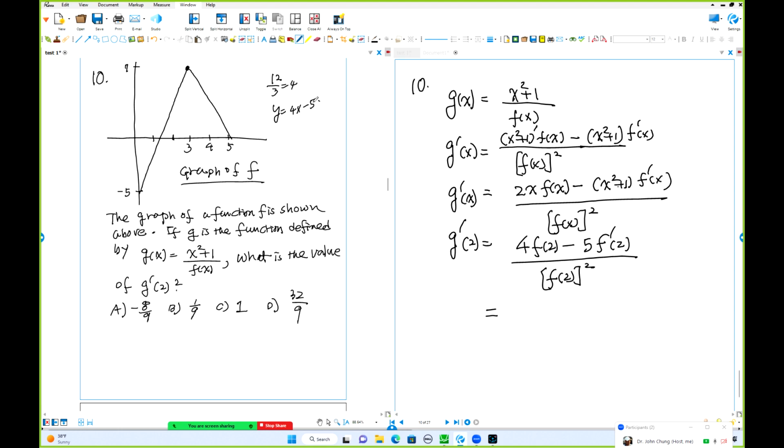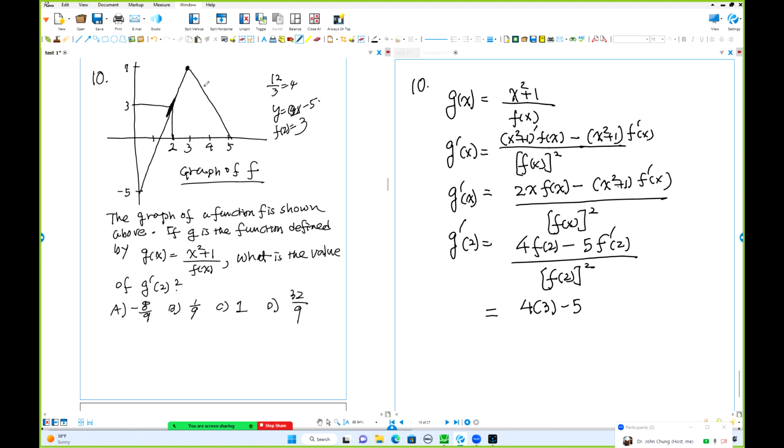From the grid, f of 2 is how much? f of 2 equals 3. There is a 3 there on the grid, so the height is 3. So this is 4 times 3, and minus 5 times f prime of 2. Where is f prime of 2? The slope is f prime. I got the slope already, this is the slope. Can you see it over here?